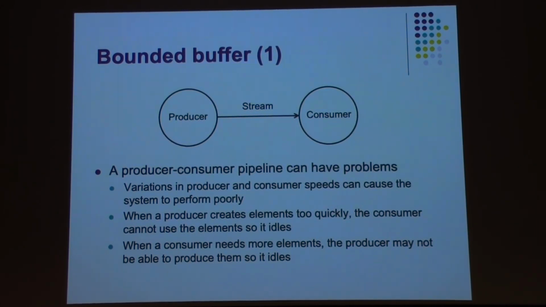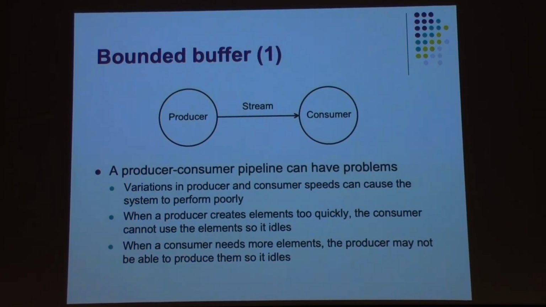Okay? So what's the solution? The problem here is that the producer has to slow down because the consumer cannot use the element right away. Or the consumer has to slow down because the producer is not giving it an element. So each of the sides will be slowing down whenever there's a fluctuation. So how do we solve this?